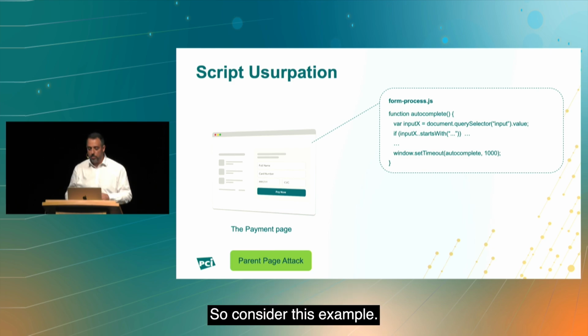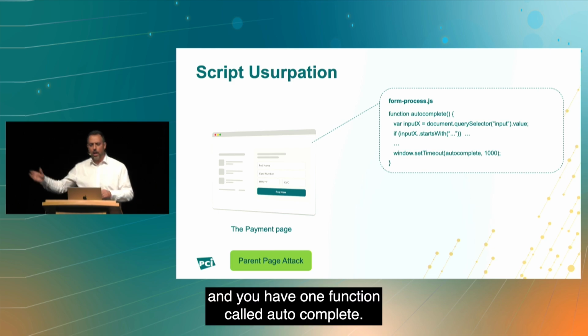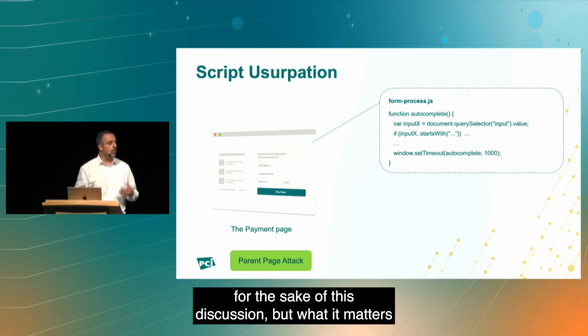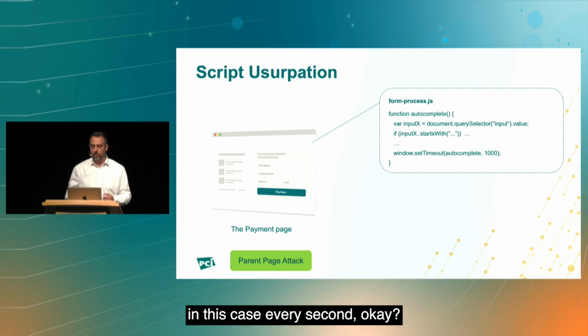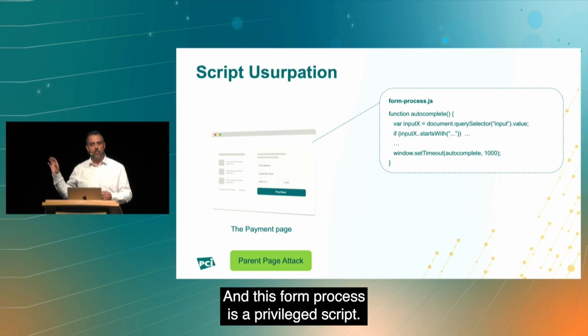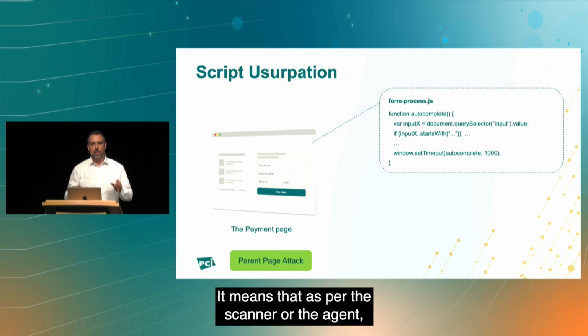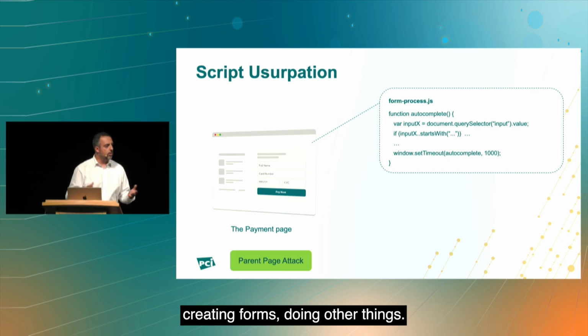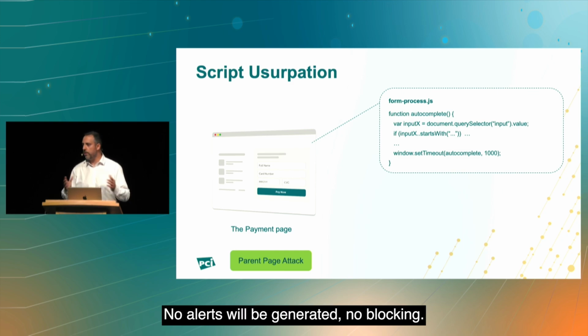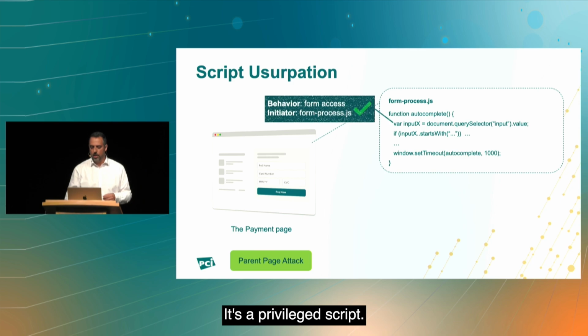So consider this example. You have form process, and you have one function called autocomplete. It doesn't matter what it does for the sake of this discussion, but what matters is that this function is executed every once in a while, in this case, every second. Okay? And this form process is a privileged script. It means that as per the scanner or the agent, this script will get away with creating iframes, creating forms, doing other things. No alerts will be generated, no blocking. It's a privileged script. Now, any action will be approved.